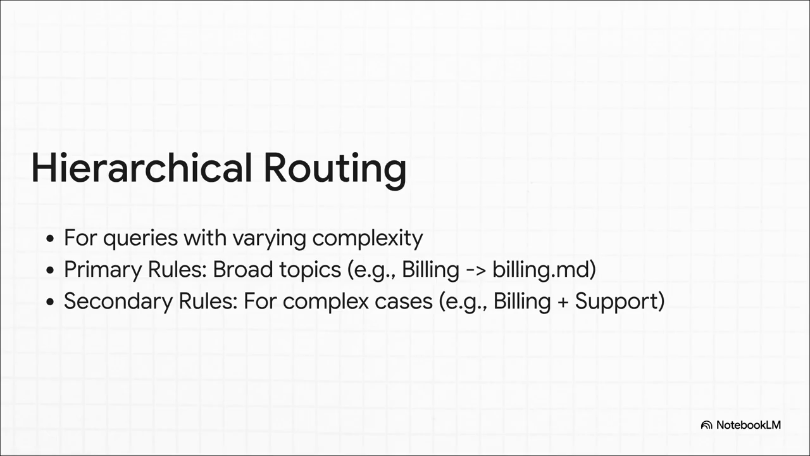Think of it like a real map. Your primary rules are like the major highways. These are for your broad categories like billing or support. But your secondary rules, those are the local roads for the more complex journeys. So for a question that touches on both billing and support, this rule tells the AI, hey, you need to consult both of these files to get the full picture.